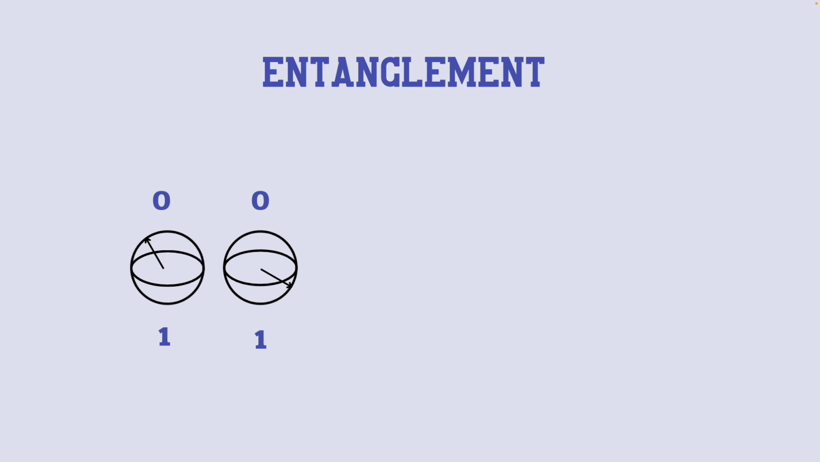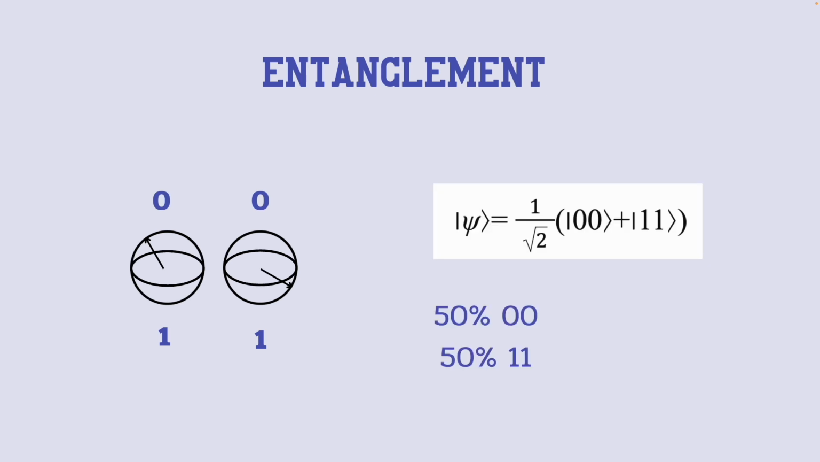Next, let's talk about entanglement. Qubits can become entangled, meaning the state of one qubit is correlated with the state of another qubit, even when they are physically separated. To illustrate this concept, let's consider a simple example of entanglement using a pair of qubits, represented by this equation. In this entangled state, there's a 50% probability of measuring the qubits as the 0-0 pair, and a 50% probability of measuring them as the 1-1 pair.